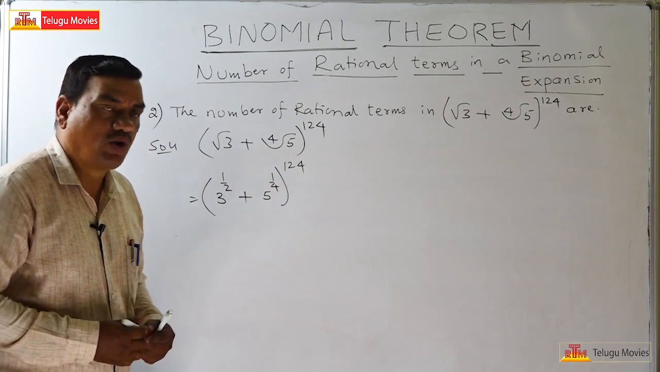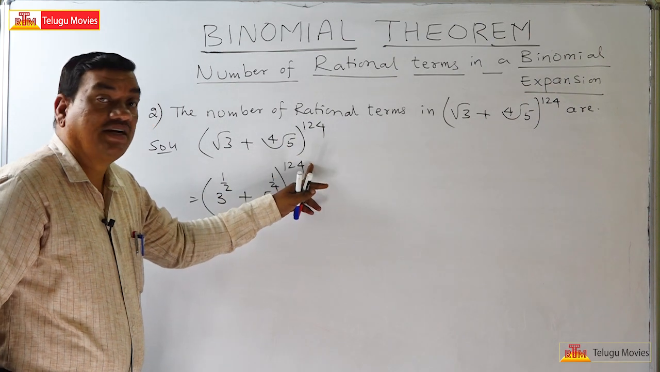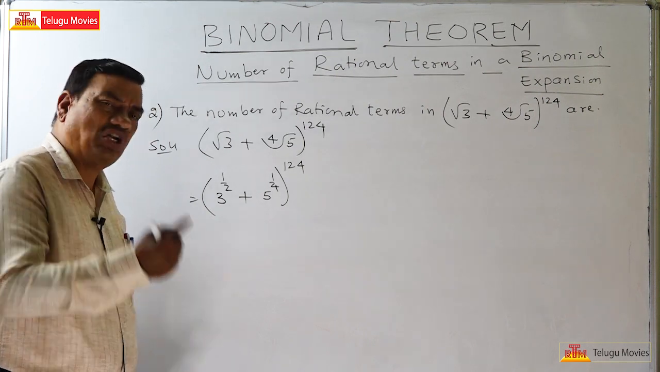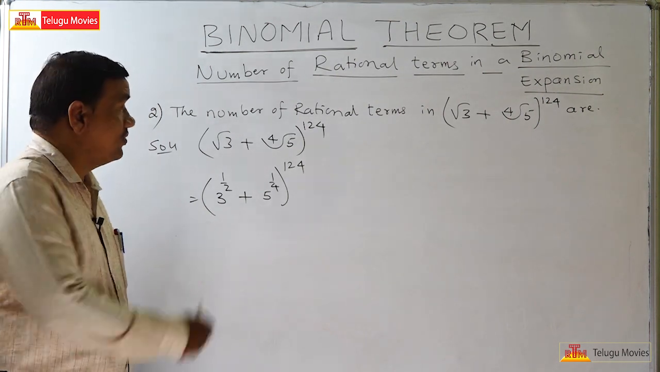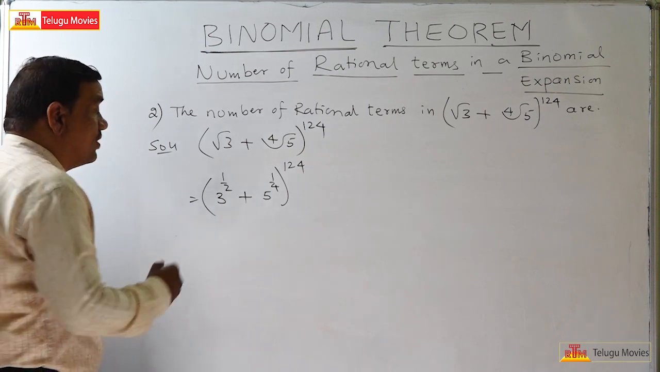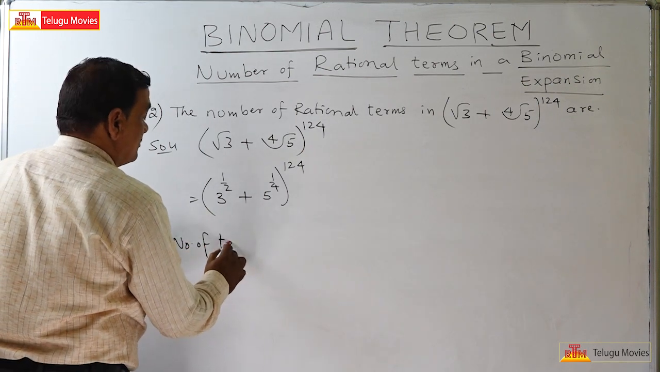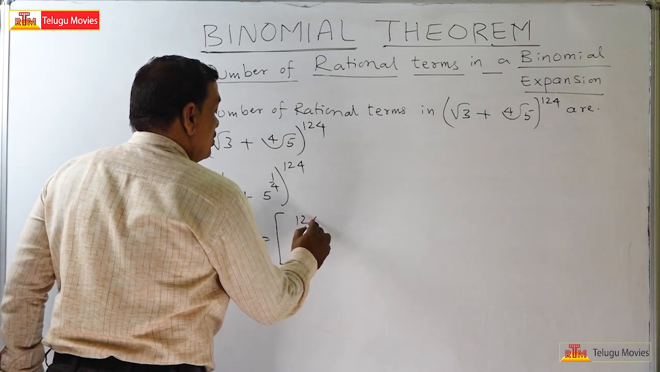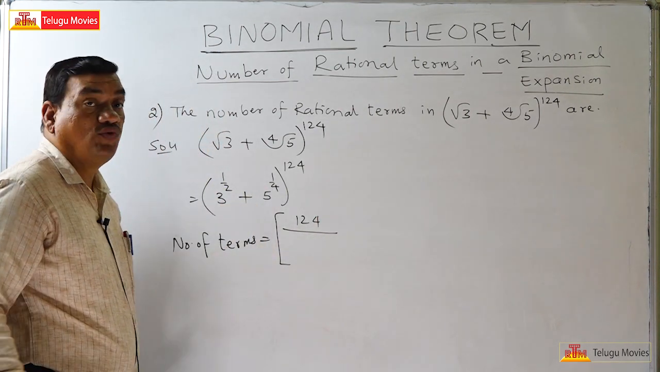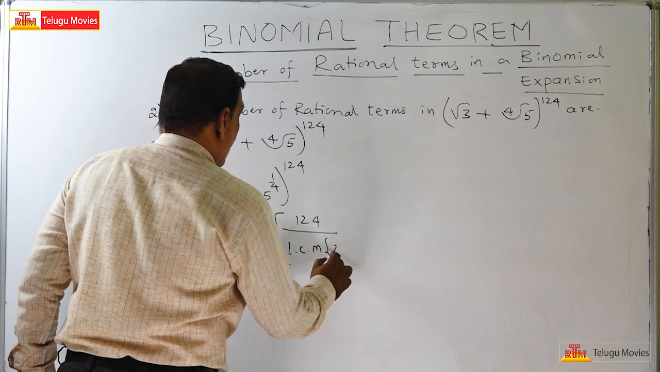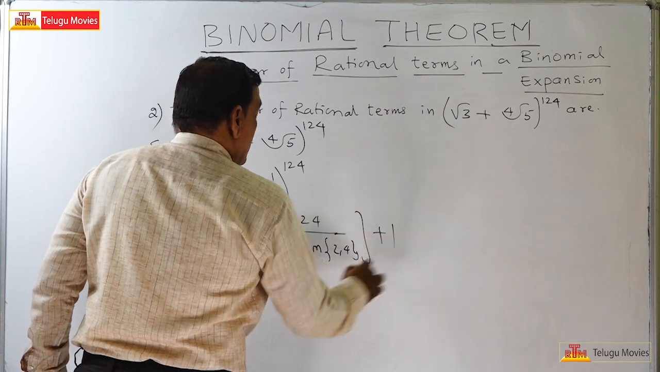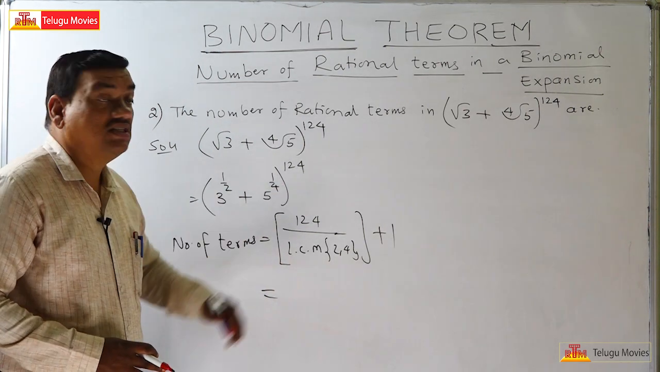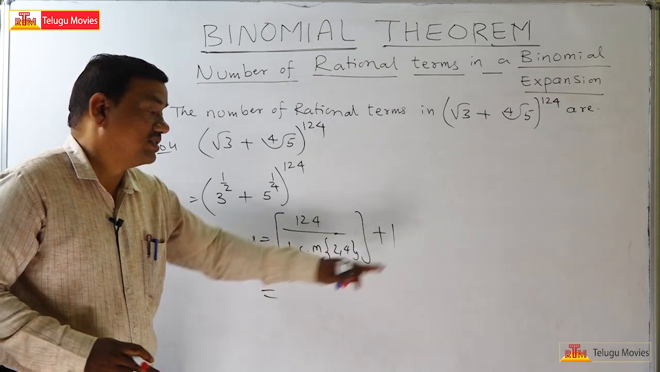Understand this? Very nice problem. See here, 2 is a factor of 124. 4 is also a factor of 124. Not both of the terms, at least one term needs to be a factor of that n. Then what is the number of rational terms? The number of rational terms is the greatest integer of 124 by the LCM of 2 and 4, plus 1. So I am writing the formula: greatest integer of n by LCM of 2 and 4, plus 1. Understand? If none of the numbers is a factor of that n, then there is no need of plus 1.